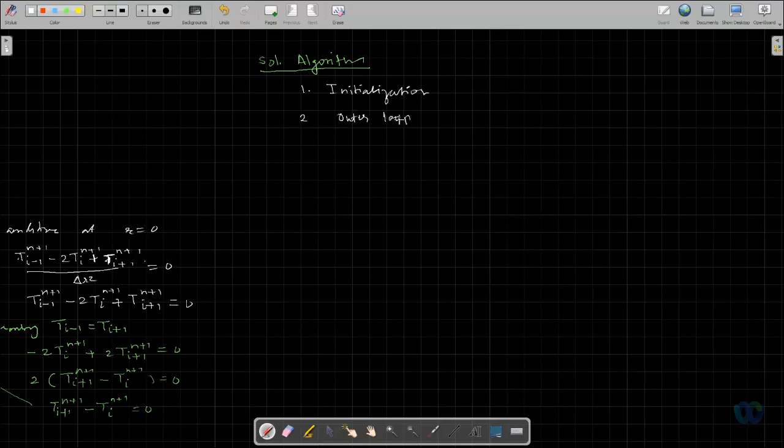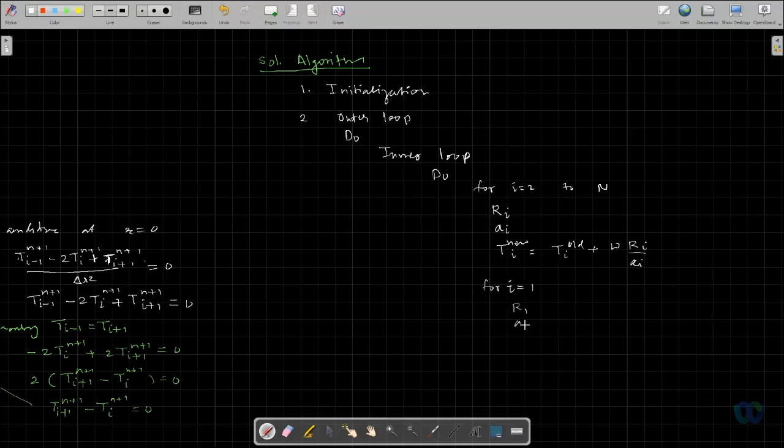So you have an outer loop, that is your do loop, and then within that you have an inner loop, and then again you start do, and for interior points, for I is equals to 2 to n, you find out Ri, Ai, and then you find out T new I is equals to T old I plus omega Ri divided by Ai. Using this equation, then you go for boundary conditions. So for boundary condition I is equals to 1, you find out R1, A1, and then you find out T1 new is equals to T1 old plus omega R1 by A1.